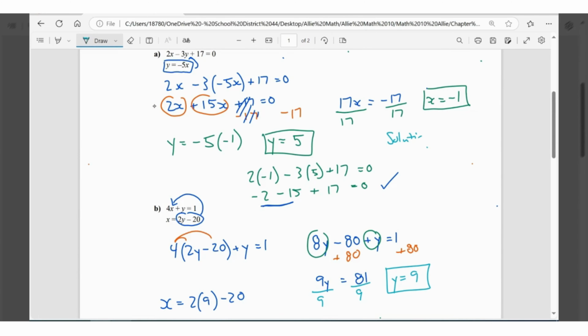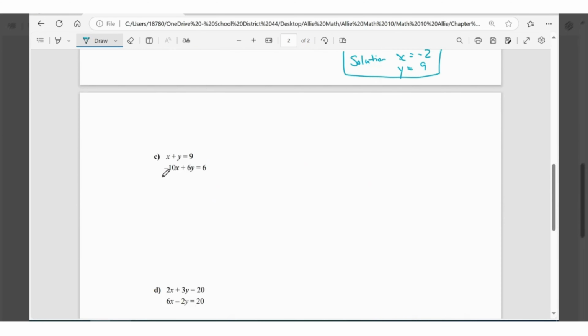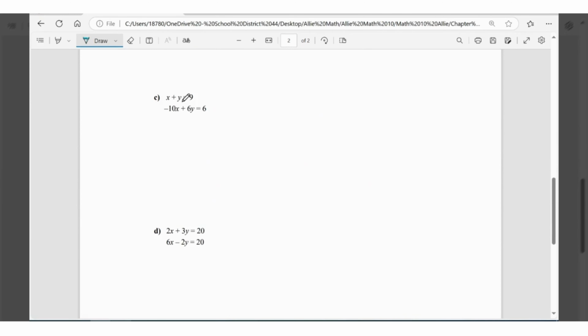So you see the steps. I would always confirm it. You can use either of the equations. Let's keep going on these ones. So you could isolate either of these. Neither of them have a coefficient, so you could subtract x from each side or subtract y from each side.